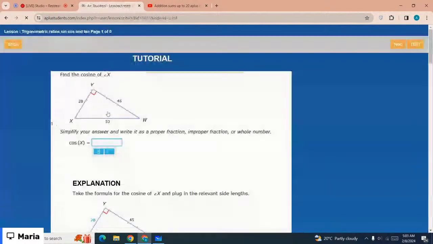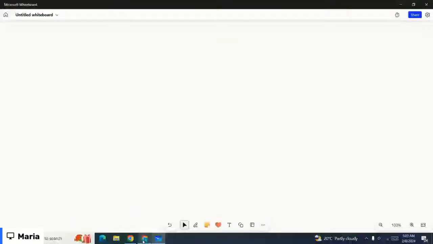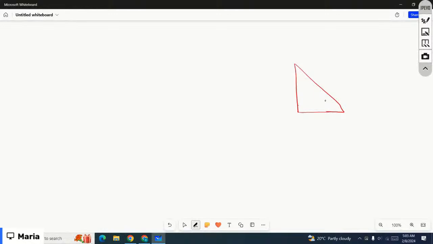The first is find the cosine of angle x. You need to calculate the cosine of angle x. So let's understand how we calculate. We have a right angle triangle, right? Trigonometric ratios are always for a right angle triangle, right? One of the angles must be 90 degrees.